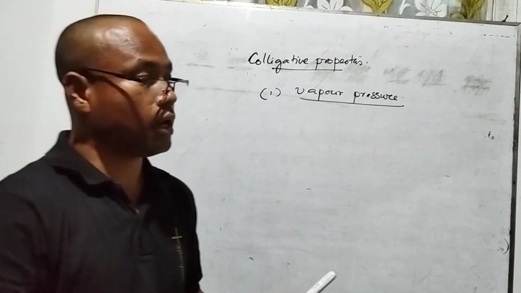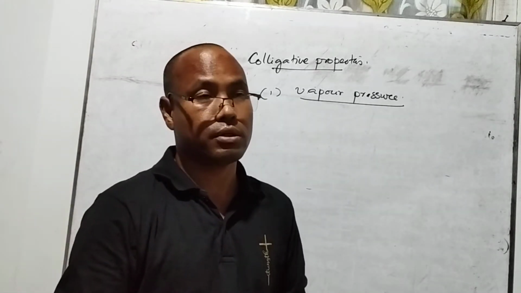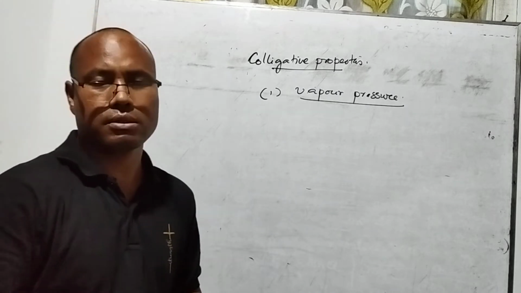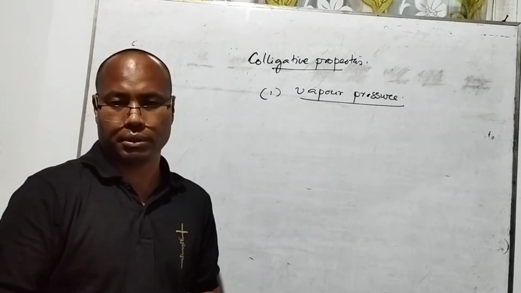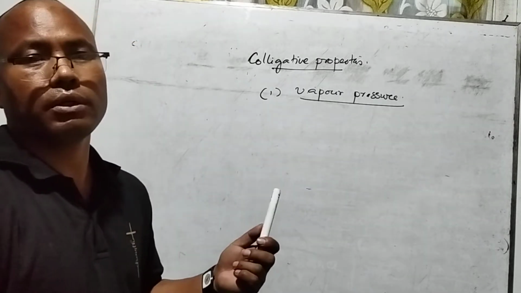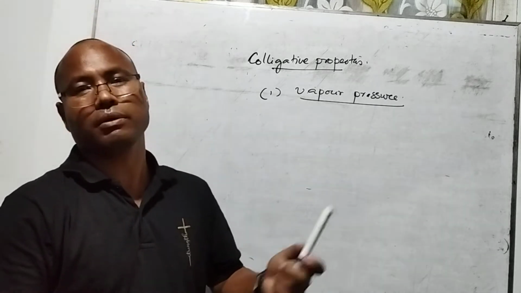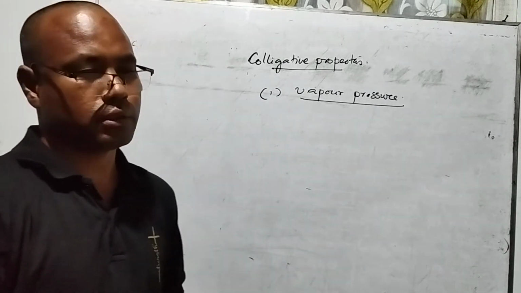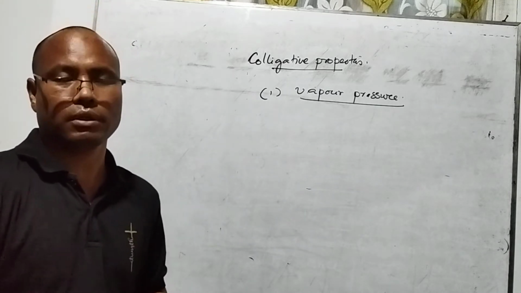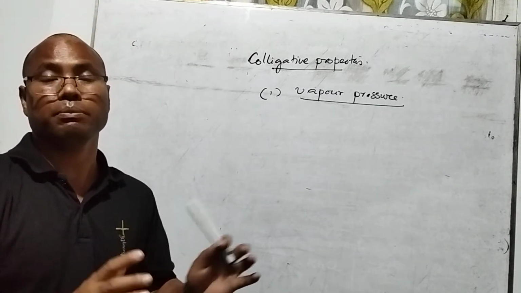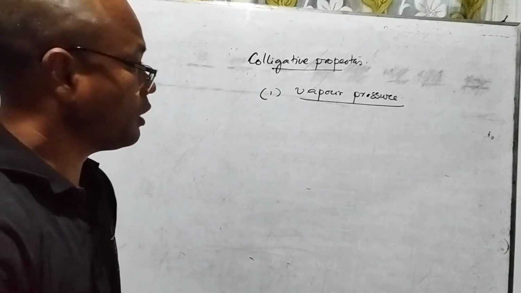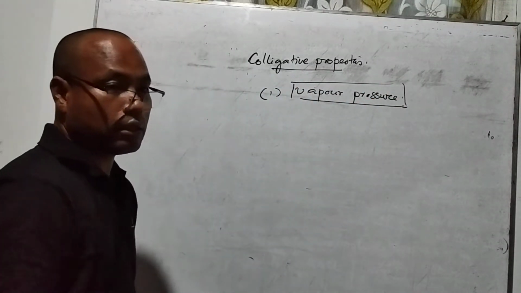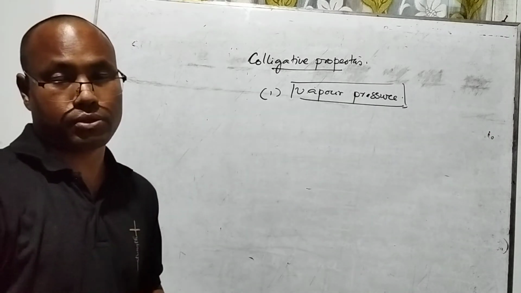Some liquids have a high escaping tendency into the vapour phase, so that type of liquid we consider a high vapour pressure liquid. Some liquids have a very low escaping tendency, like water, right? That type of liquid we consider a low vapour pressure liquid. Now, what are the important factors affecting this vapour pressure?